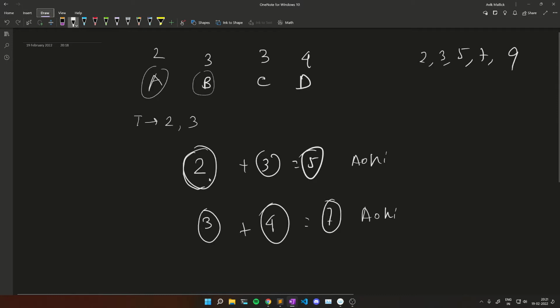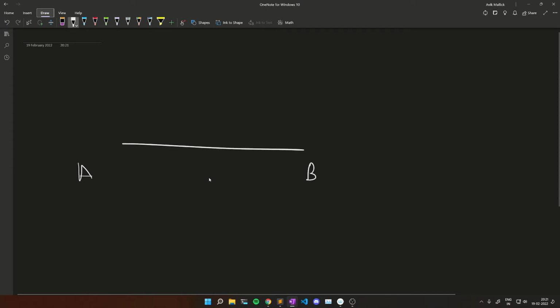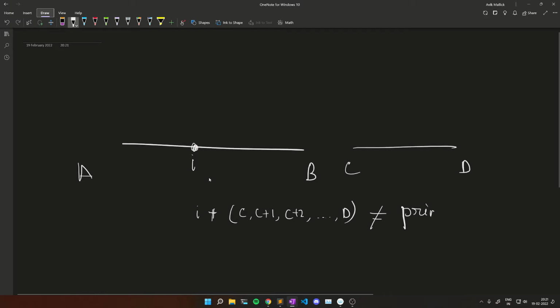So let's say there is a range A to B and another range C to D. If there is a point I such that for I plus any number between C and D, that is I plus C, I plus C plus 1, I plus C plus 2, up to I plus D, the sum is not prime, then Takahashi will always choose this number I, because if he chooses it, Aoki can never make a prime number from it, right? So in that case Takahashi will win.